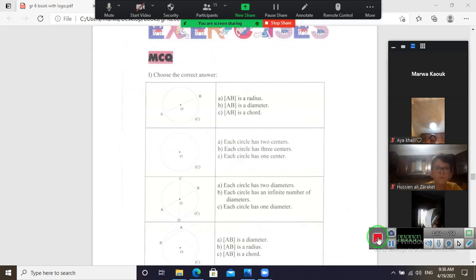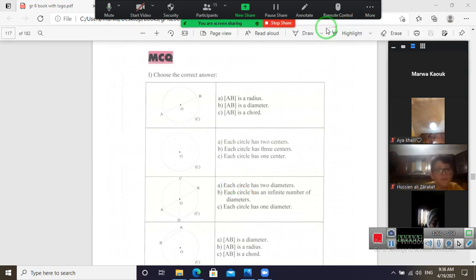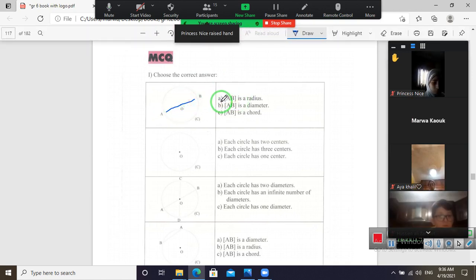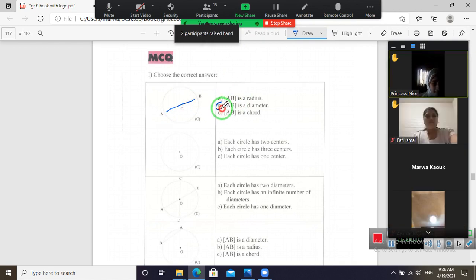Now let's solve page 117, resolve page 117. So AB, it's not clear in the figure, but I will help you. AB is passing through the center. So yes, Nuratu, it's a what? AB is a diameter. Diameter.